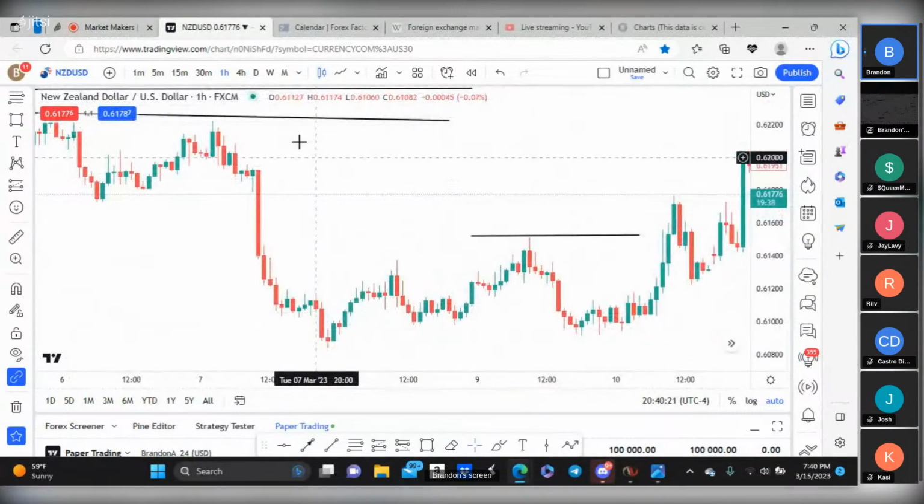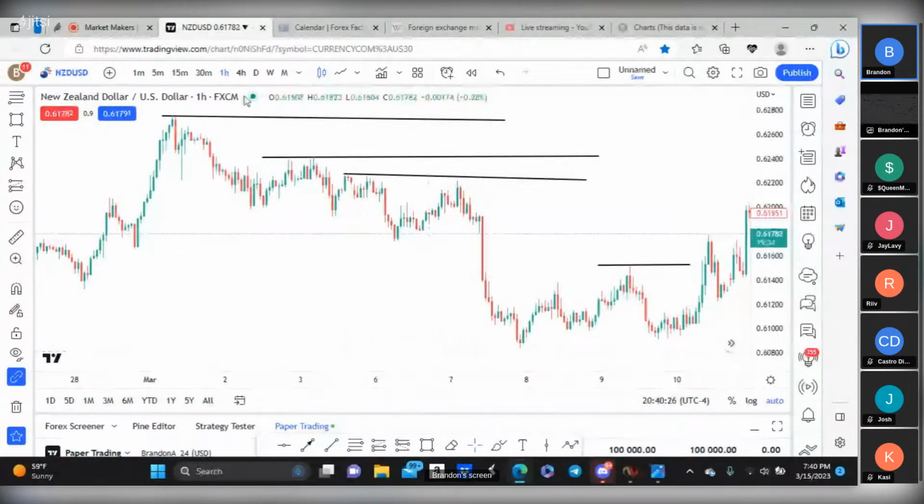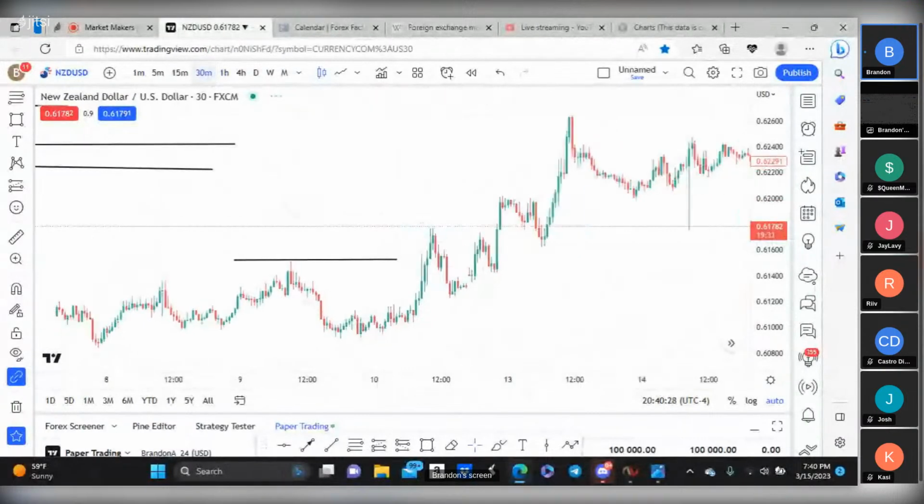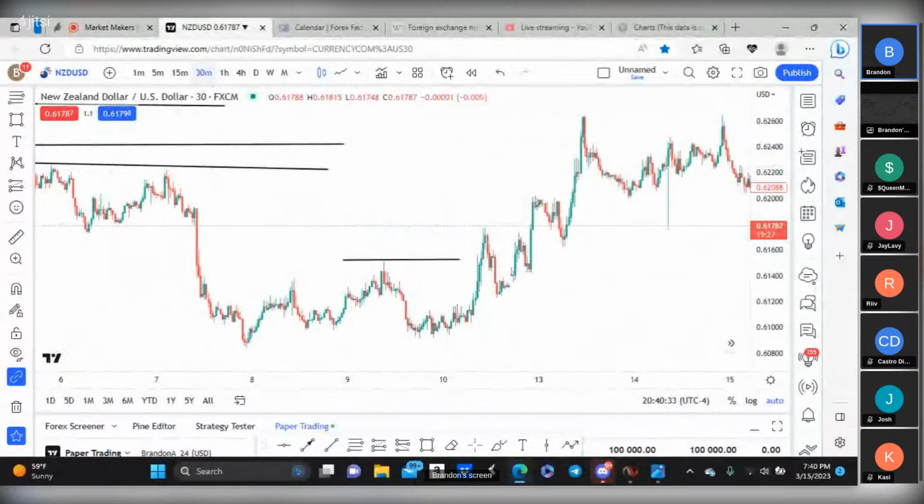So boom, we're on the 1 hour. On the 1 hour, we marked up our take profit areas. So now we're trying to see where we can get in at. You know, we get our entries on the smaller time frames. What I mean by that is sometimes it just depends on the setup.